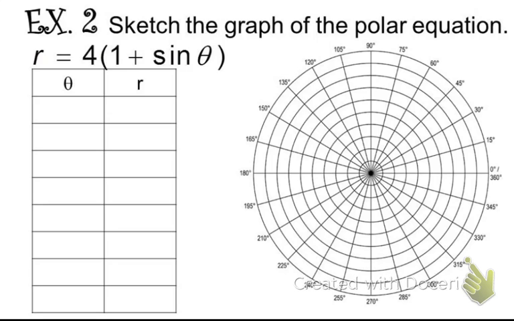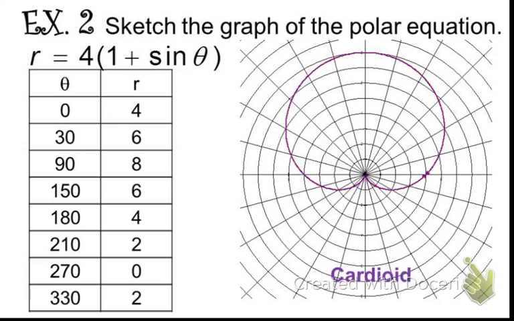So when you type 4 times 1 plus sine theta in your calculator and you go to the table or go to graph, this is what you're going to get. So I just picked some angles from 0 to 360. It doesn't have to be a whole bunch of angles, but we want to try to get all the way around the circle at some point. If I just graph in quadrant 1, we're not going to get a good picture of our polar graph.